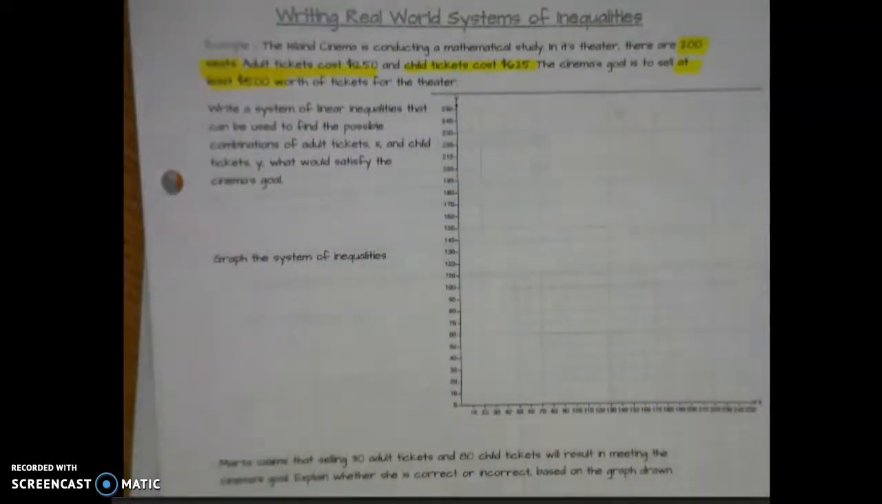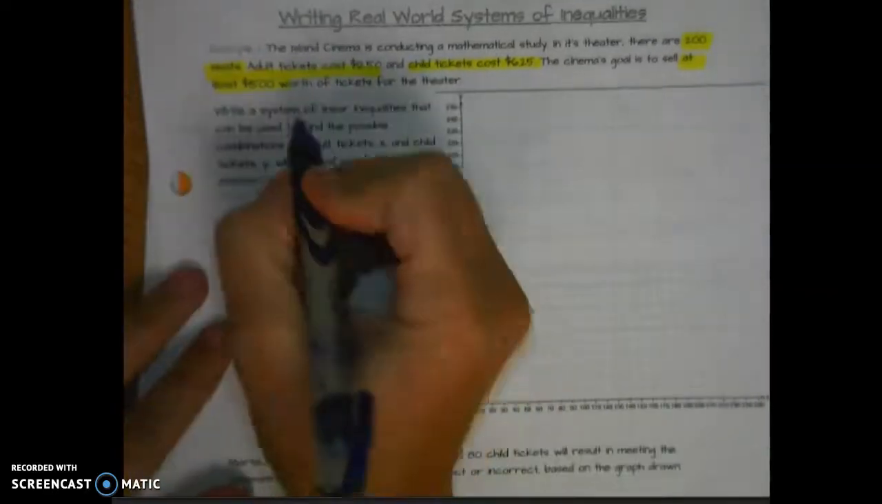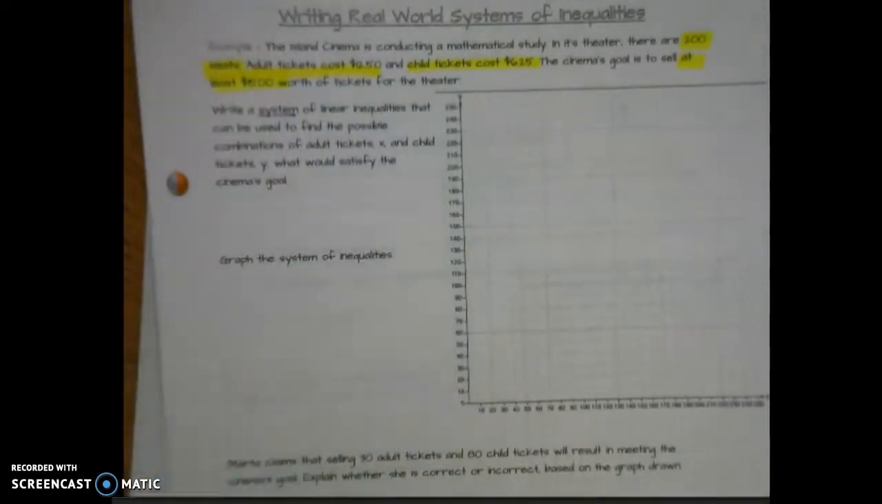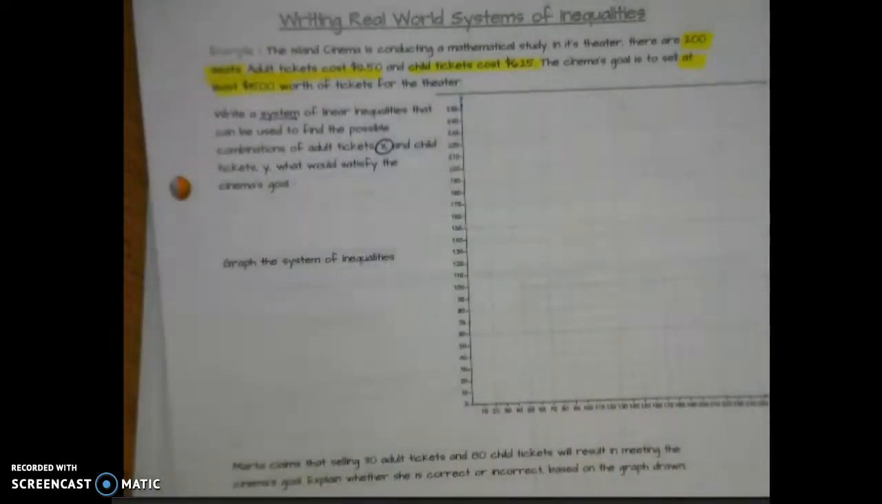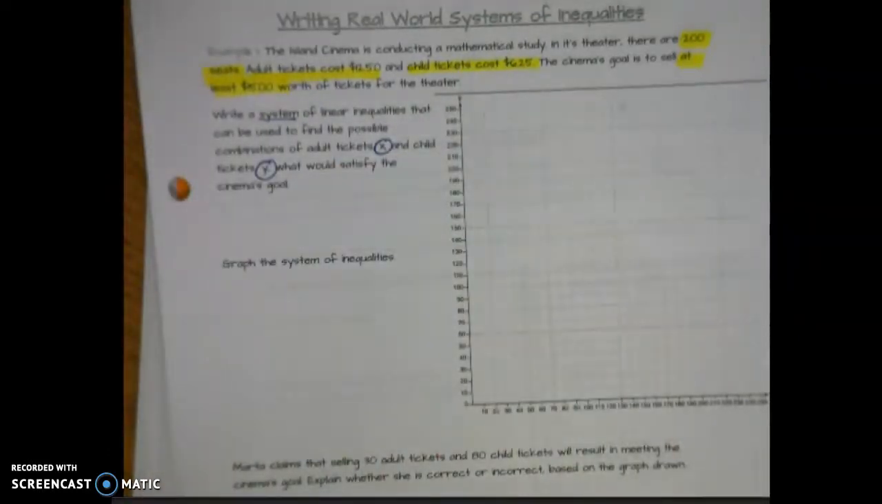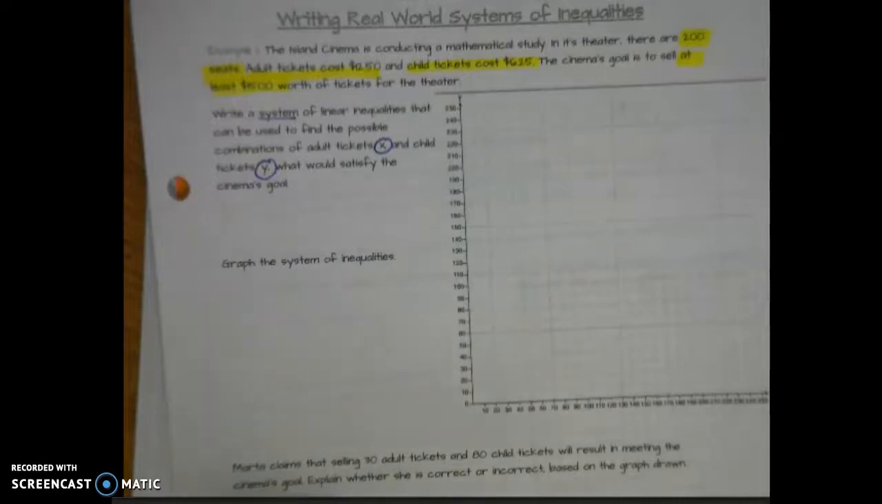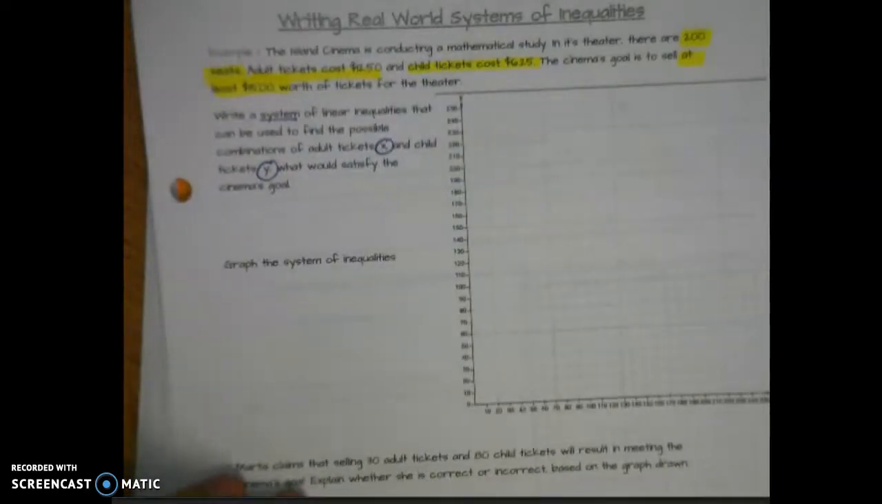So it says to write a system of inequalities. So a system means two inequalities that can be used to find the possible combinations of adult tickets X and child tickets Y that would satisfy the cinema's goals. Okay, so they give us the variables we want to use. Let's go back to the information in the question.